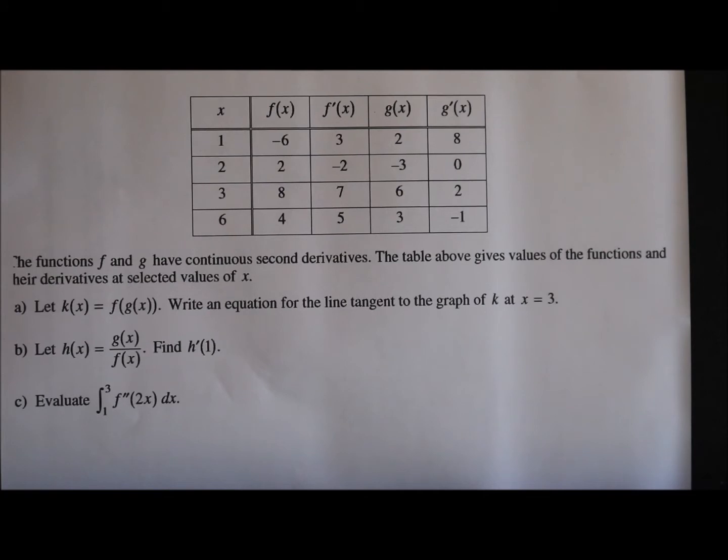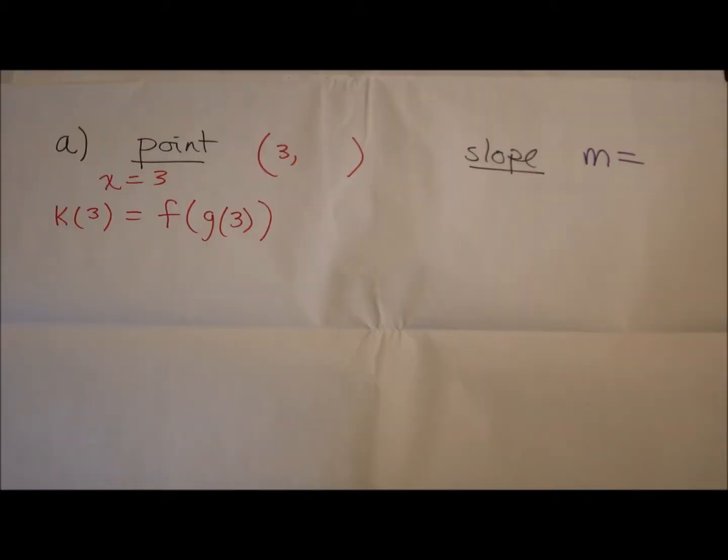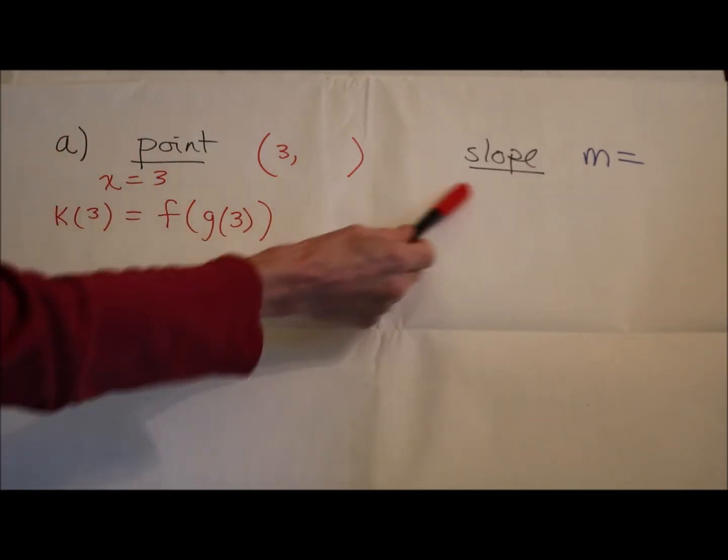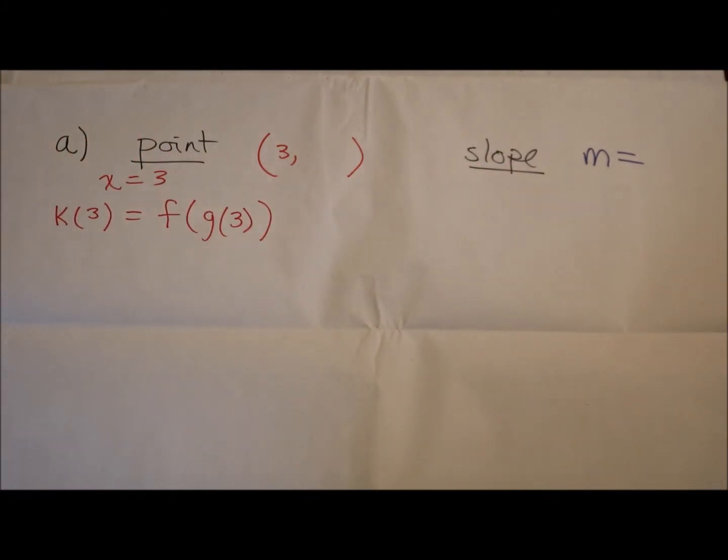A. Let k of x equal f of g of x. Ooh, we have a composite function there. Write an equation for the line tangent to the graph of k at x equals 3. In A, we're looking for the equation of a tangent line. Classic problem. Remember, you always need to find a point on the line and the slope of that line.